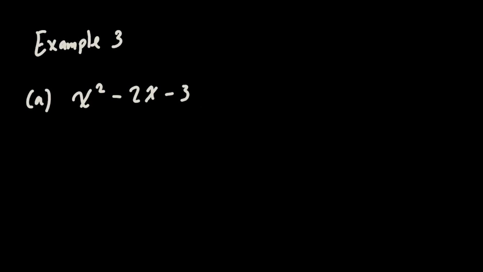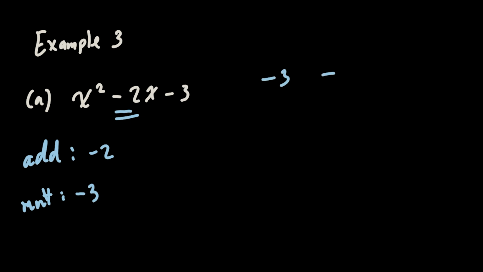Let's see another example. Example number 3, part A, says we want to factor this expression here. Here we know that the addition will be minus 2, and the multiplication would be minus 3. So now we will search for two numbers whose addition is minus 2 and whose multiplication is minus 3. The two numbers are minus 3 and plus 1. So we'll just take them: (x minus 3) and (x plus 1).